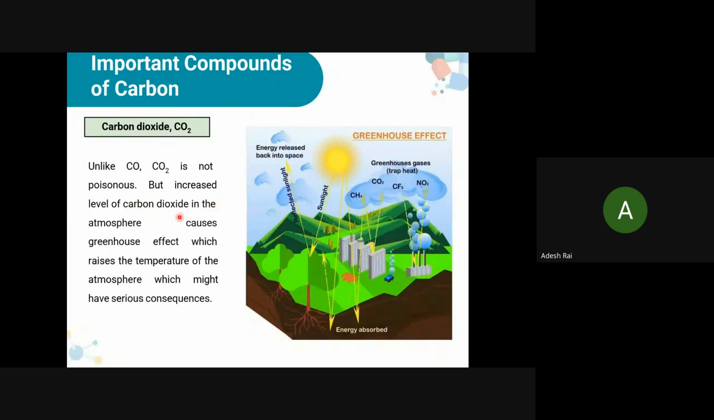And an increased level of carbon dioxide in the atmosphere causes the greenhouse effect, which raises the temperature of the atmosphere, which might have serious consequences. Therefore, all this delegation was there like 2 years ago to control the greenhouse effect, which eventually can't be controlled. CO2 emission will take place. There are so many works going on. CO2 emission is something which we can try to decrease, but it will take place eventually. CO2 will be emitted in the majority of the processes which are there.